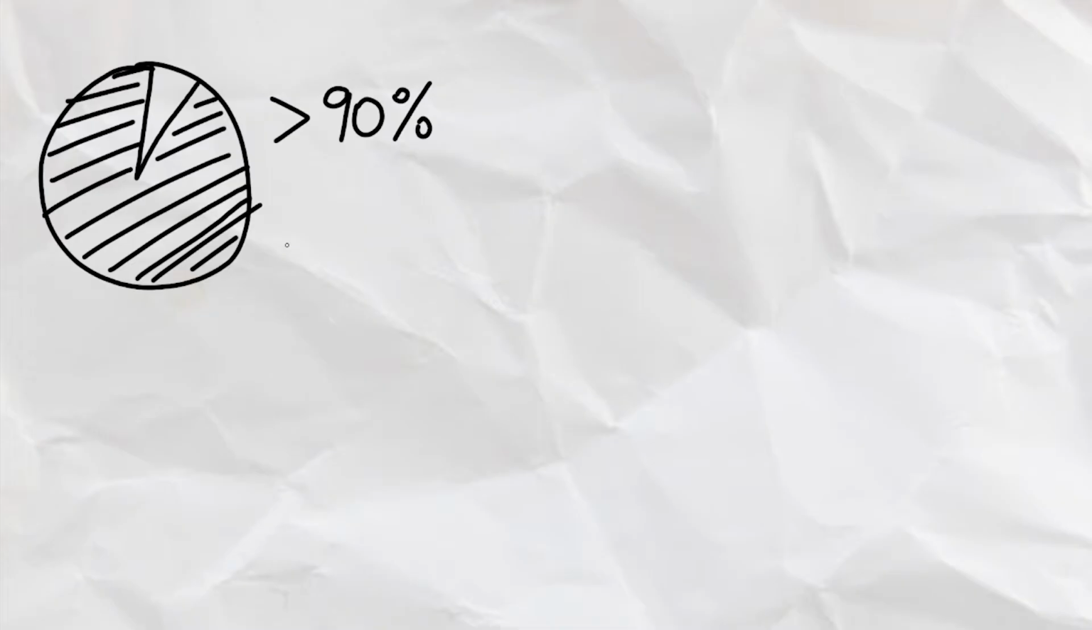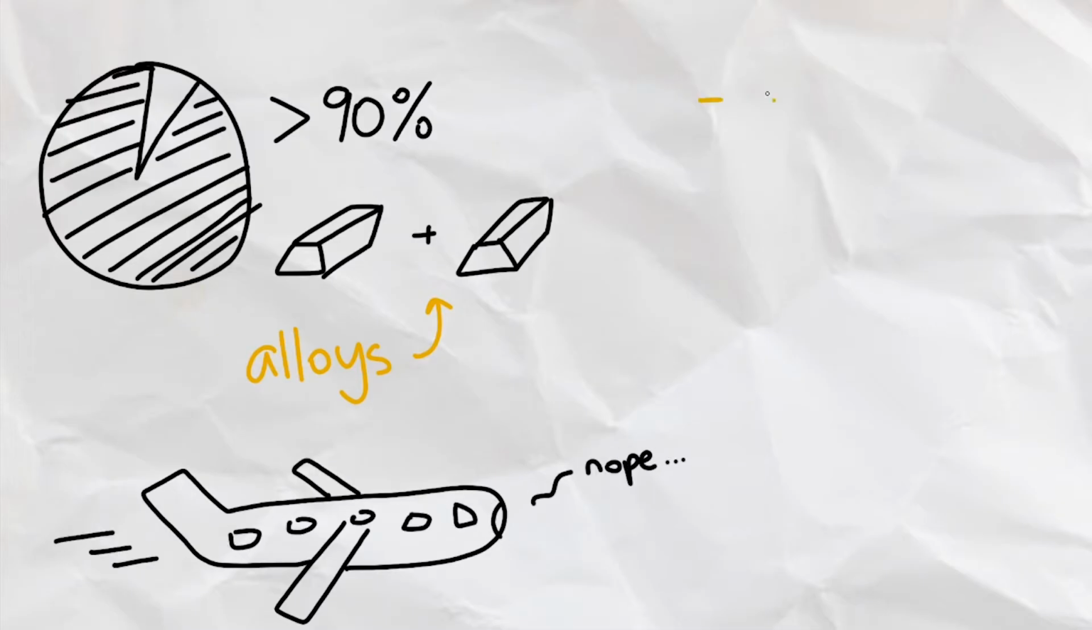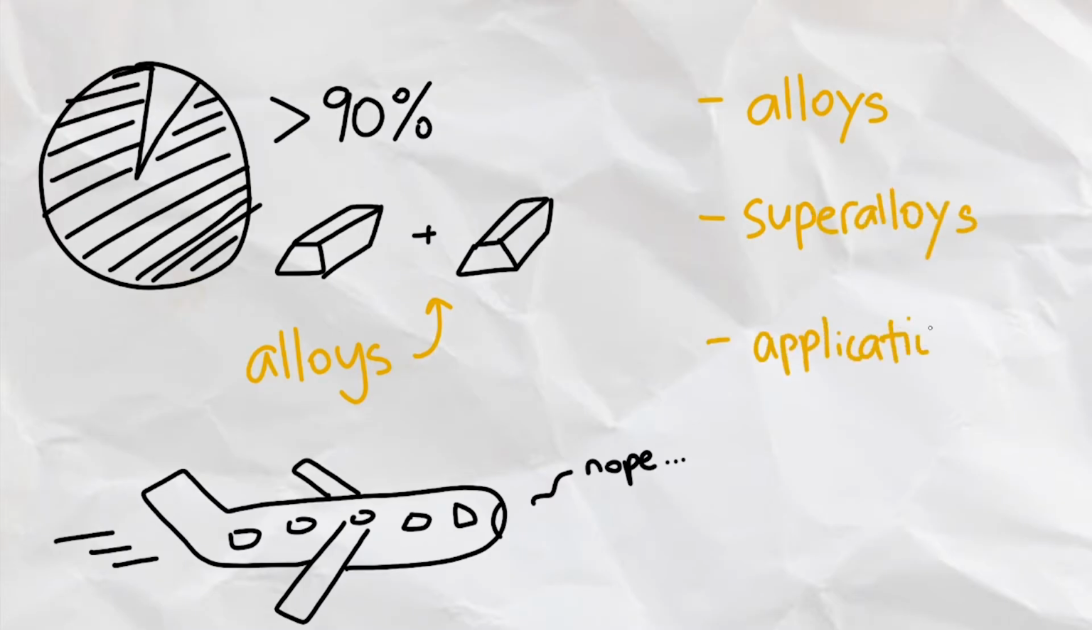Over 90% of metals we use, from airplanes to frying pans, are all made from combinations of different elements called alloys. An airplane made of pure titanium probably won't even last in the air for 3 minutes. So in this video, we'll go over what alloys are, what superalloys are, and where they are used.